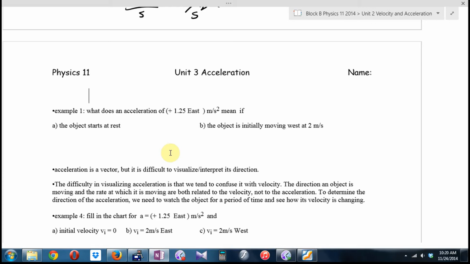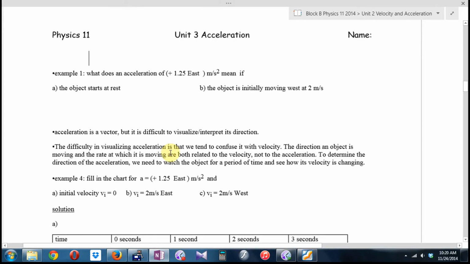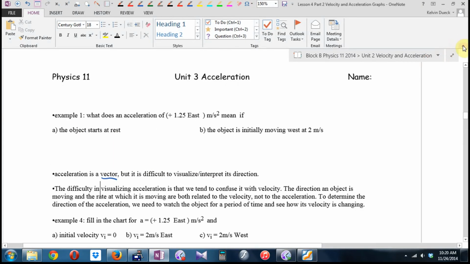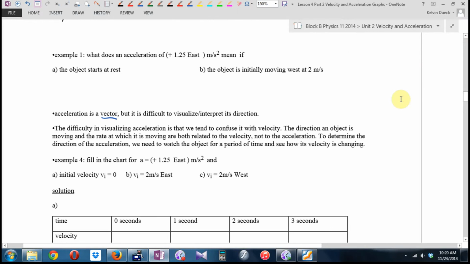We want to now say, what if you're changing speeds? Because that's really much more realistic. Things don't go in a nice straight line at a steady speed. They speed up and they slow down. Acceleration is a vector. That's probably worth underlining. It has a direction. But it's very difficult to visualize or interpret its direction.